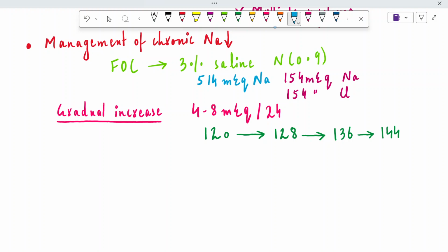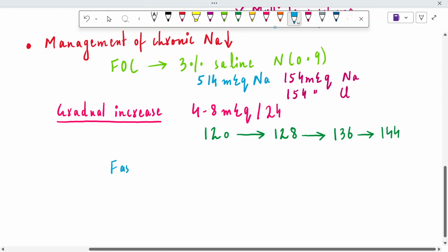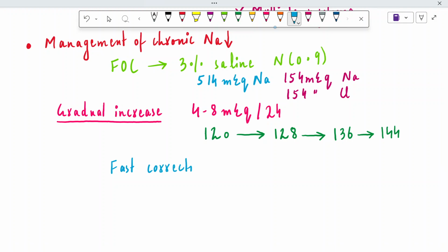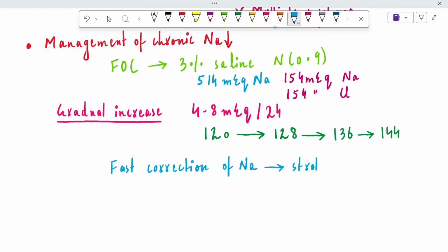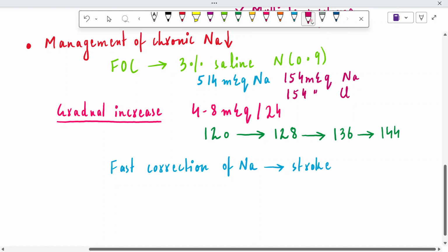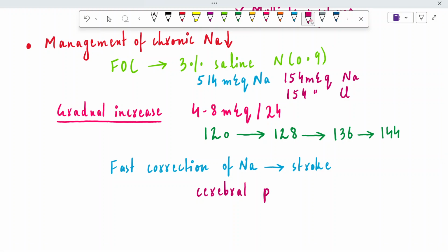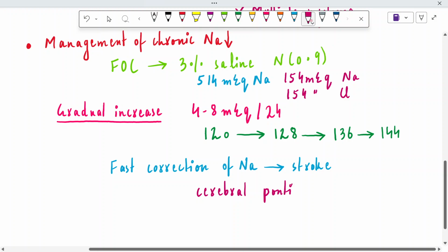Why is it important to discuss? Because an abrupt change, or we can say fast correction of the sodium, can manifest stroke-like conditions. Fast correction of sodium will lead to stroke-like manifestations, and it is very clinically important because this condition is known as cerebral pontine myelinosis.